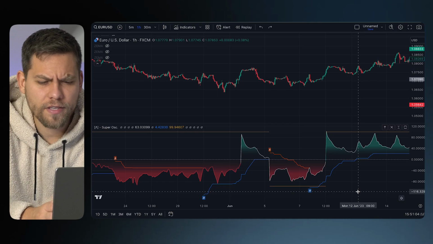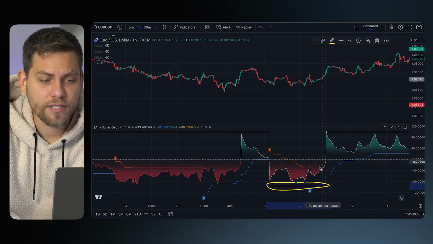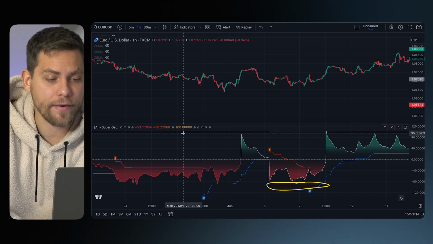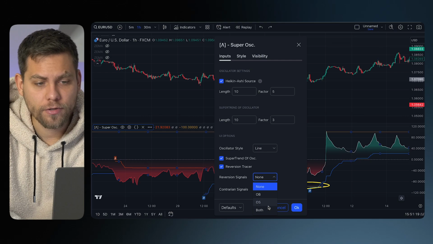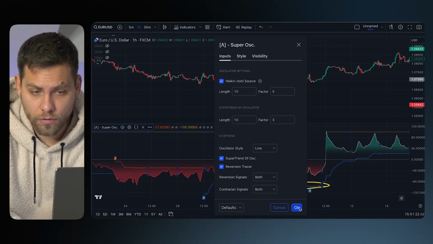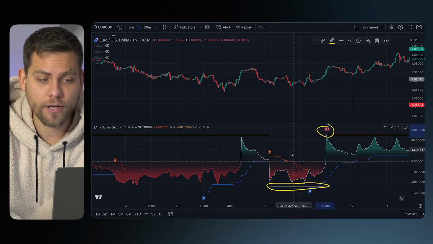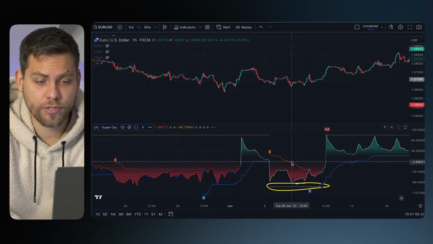We also have these yellow lines, which are reversion traces. These are based on RSI and provide dynamic thresholds for overbought and oversold areas. Here in the settings of the indicator for reversion signals, if you turn on both overbought and oversold, the indicator will show overbought and oversold signals when the oscillator goes beyond these levels. I didn't find them very useful. We have better indicators for this purpose like RSI. So we go to the settings of the indicator and we turn off the reversion signals.